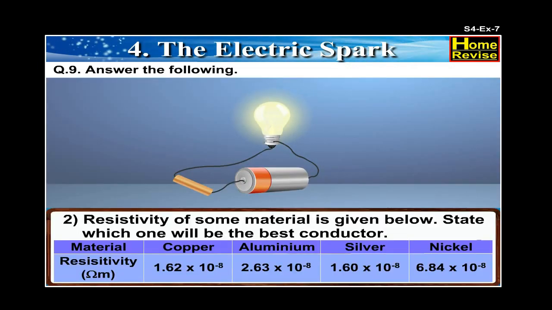Second, resistivity of some materials is given below. State which one will be the best conductor. Copper resistivity is 1.62 into 10 raised to minus 8. Resistivity of aluminium 2.63 into 10 raised to minus 8. Resistivity of silver 1.60 into 10 raised to minus 8. And resistivity of nickel 6.84 into 10 raised to minus 8 ohm meter.